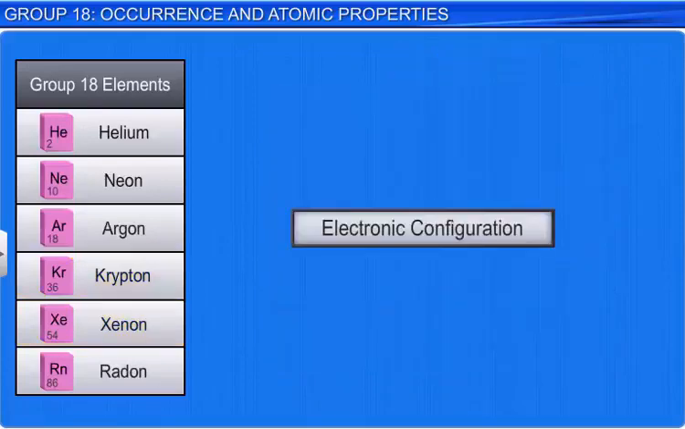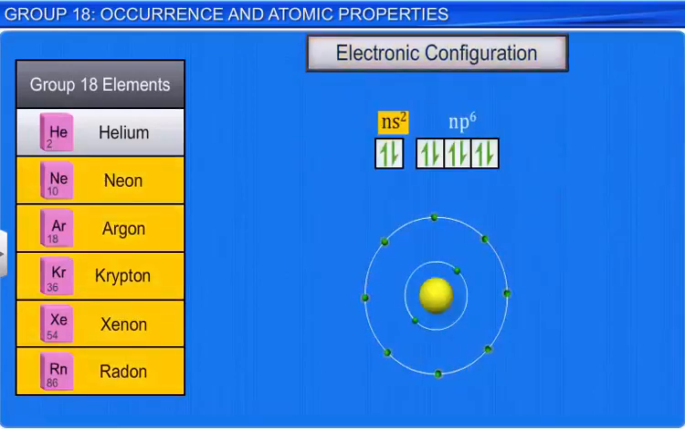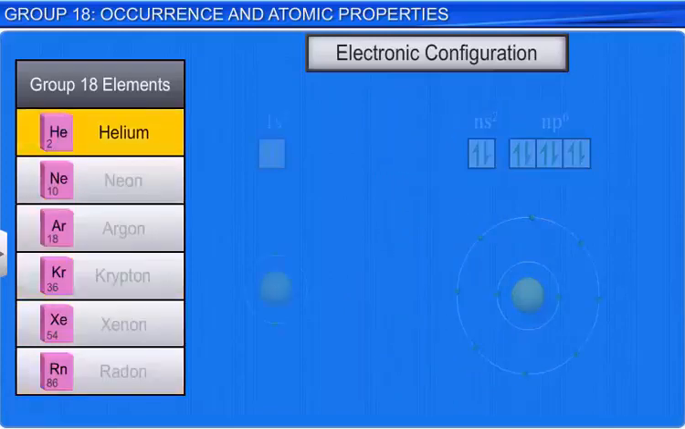Now let's look at the electronic configuration of the group 18 elements. The general valence shell electronic configuration of these elements is ns2 np6, except for helium. Note that the electronic configuration of helium is 1s2.